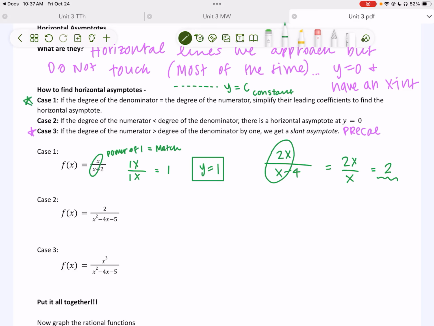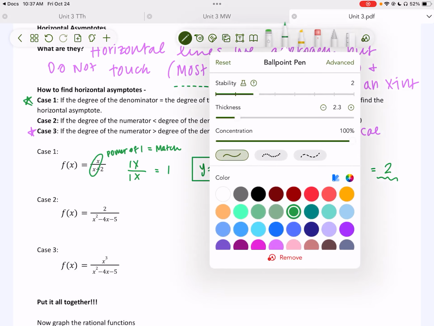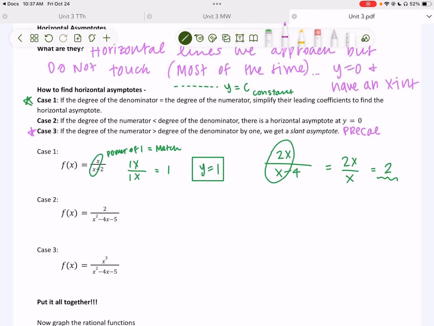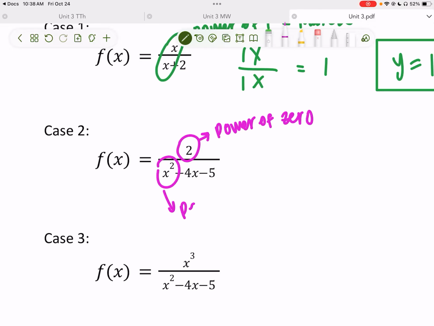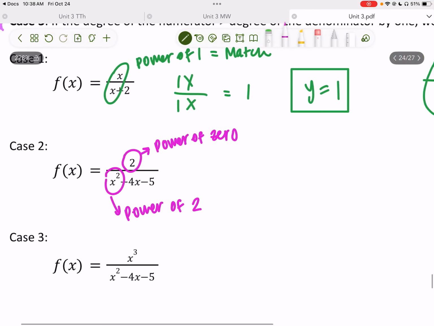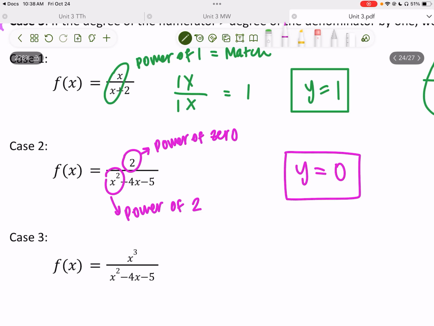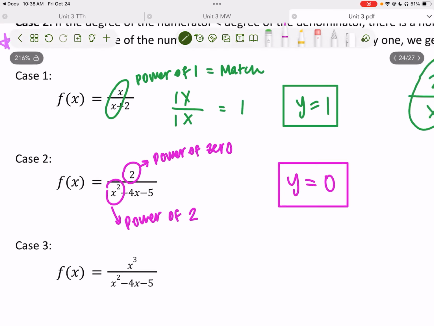Okay. So that's the first case. The second case, let's switch to a different color, is when you have a smaller power in the numerator than the denominator. So this doesn't have a power. This is a power of 0. And this is a power of 2. Okay. If the numerator's highest power is smaller than the denominator's highest power, then it's just 0. There is no math required.